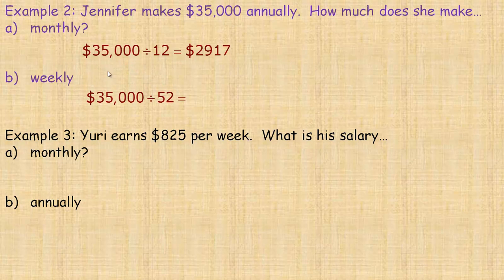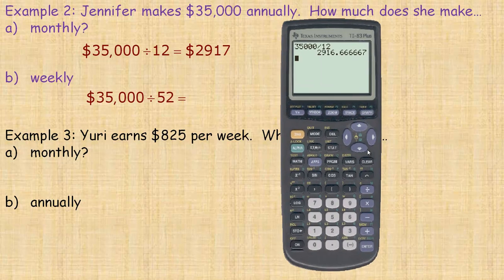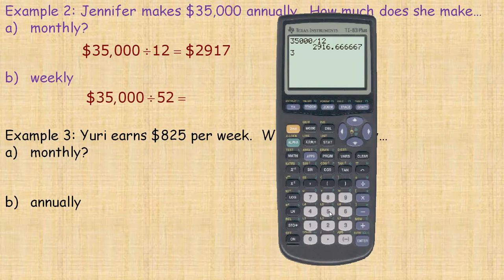To do the weekly one, there are 52 weeks in a year. So if we want to convert $35,000 for a year into weeks, we would divide it by 52. So here's my $35,000 divided by 52. And again, I'm going to round to the nearest whole number. So Jennifer will be making about $673 per week.